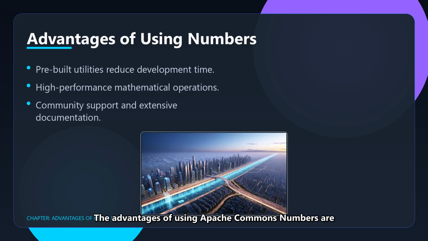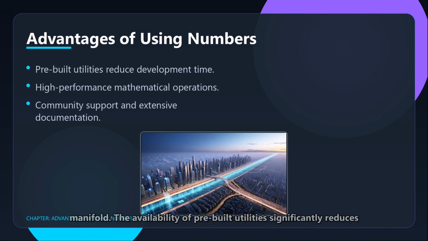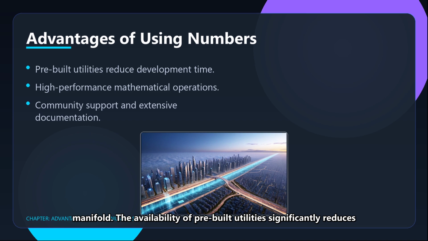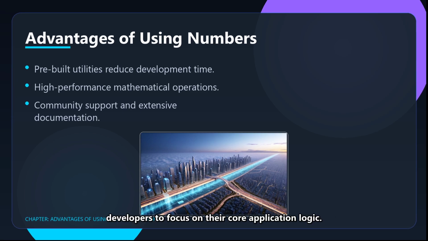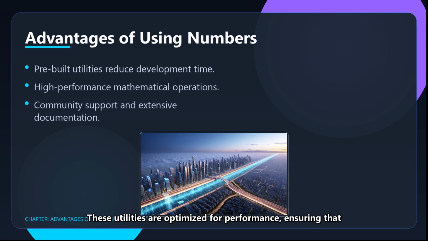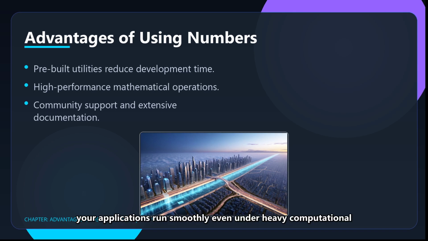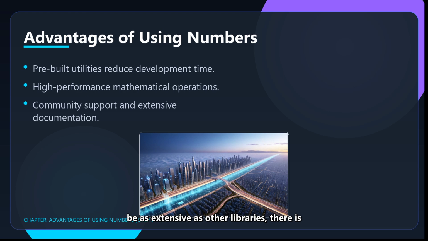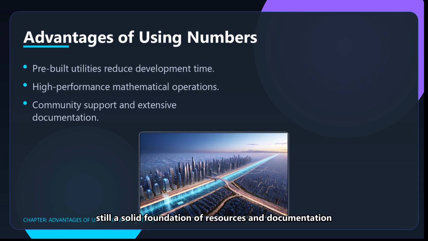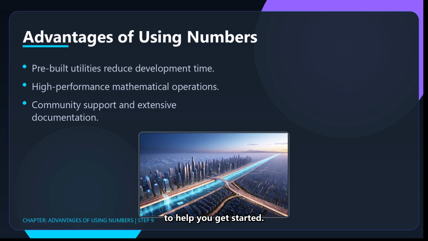The advantages of using Apache Commons Numbers are manifold. The availability of pre-built utilities significantly reduces the time spent on developing custom solutions, allowing developers to focus on their core application logic. These utilities are optimized for performance, ensuring that your applications run smoothly even under heavy computational demands. Additionally, while the community support may not be as extensive as other libraries, there is still a solid foundation of resources and documentation to help you get started.